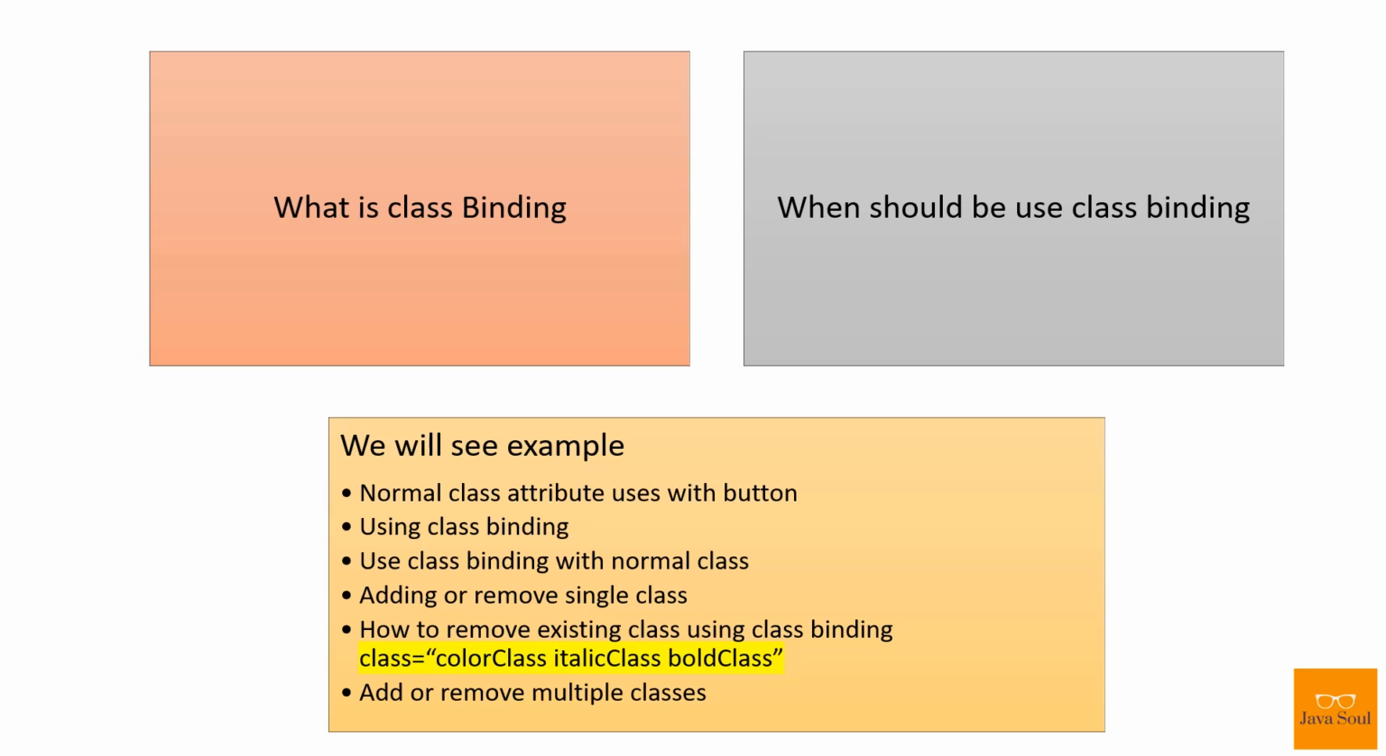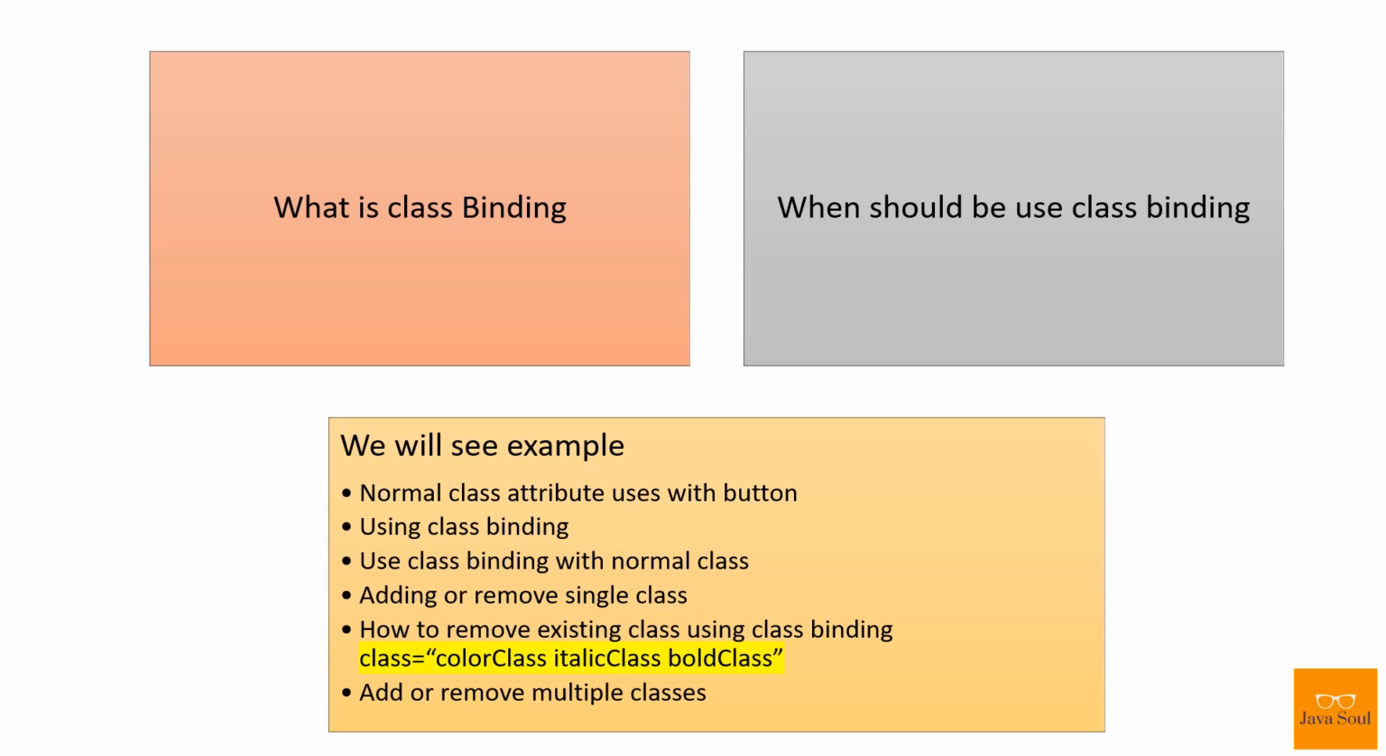Suppose you have multiple classes, and you want to remove a single class, or add one single class, then we will see the example. And we will also see how to remove an existing class using class binding. Suppose you have a class attribute with three classes: color class, italic class, and bold class. If you want to remove any one from here, we'll see how we will remove it. And add or remove multiple classes. This is our agenda today.